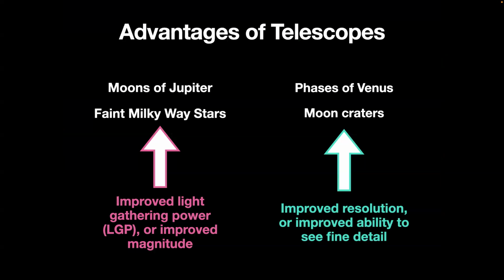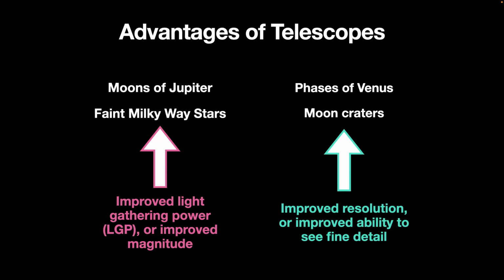Let's talk first about the main advantages of using telescopes for astronomical research, and let's talk about them through the groundbreaking work of Galileo. So Galileo had a few major discoveries using his telescope, right? He saw the four largest moons of Jupiter. He noticed faint stars in the Milky Way that aren't visible without a telescope. He documented the phases of Venus, and he saw moon craters in pretty good detail.